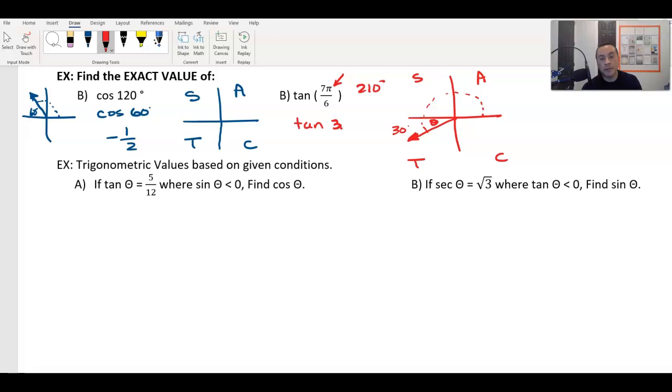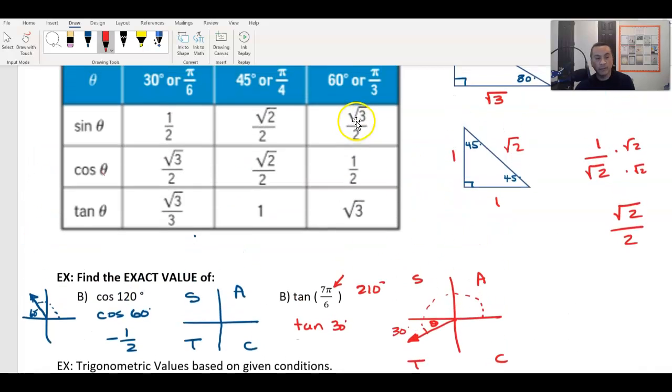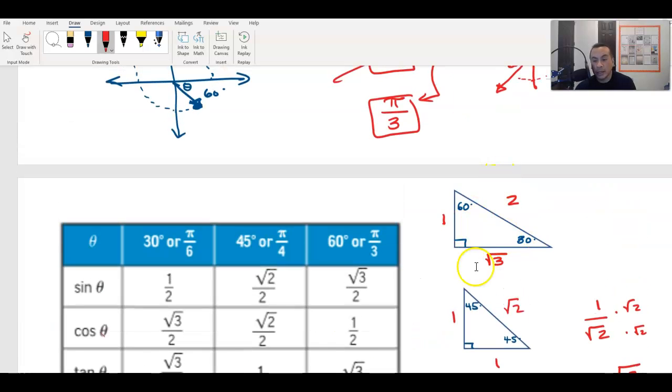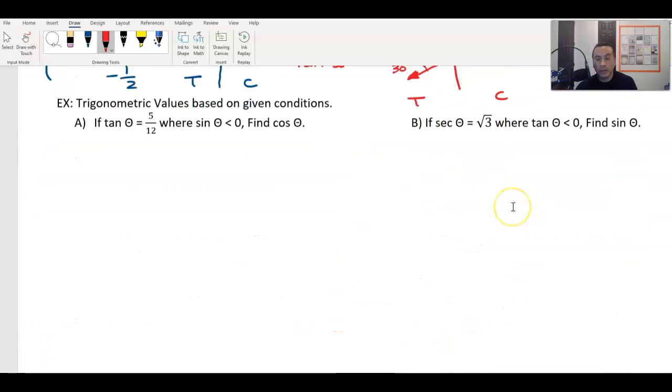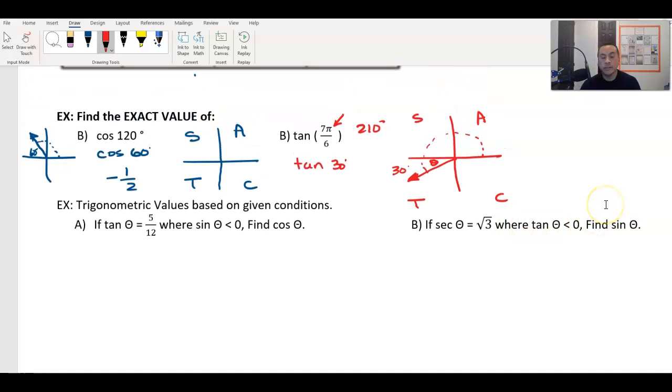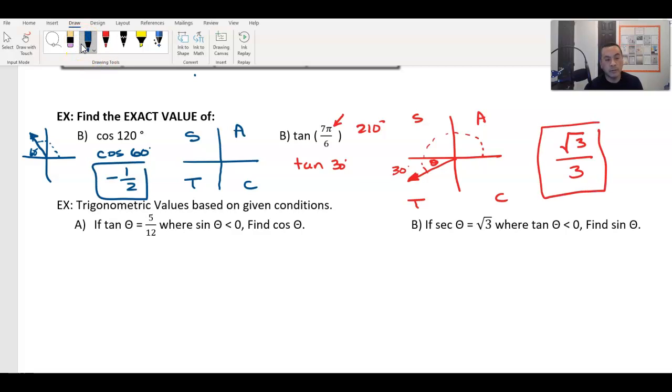The tangent of 30 is the same thing as the tangent of 210, which is the tangent of 7 pi over 6. Now remember right here, the tangent of 30 is the square root of 3 over 3. So you can do it from there, or you can calculate it by drawing the picture. Either way, it is the square root of 3 over 3. That is my answer, and it's going to be positive. On the other one, I never highlighted it or circled it. There it is. That was the answer for that one.